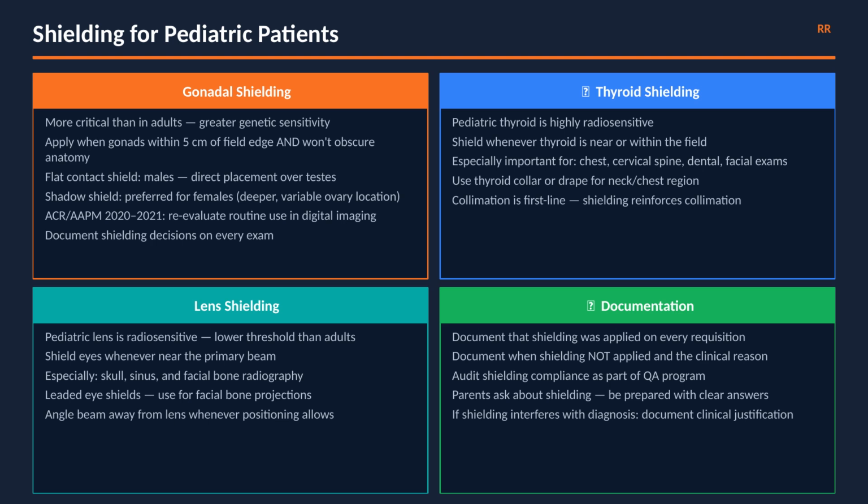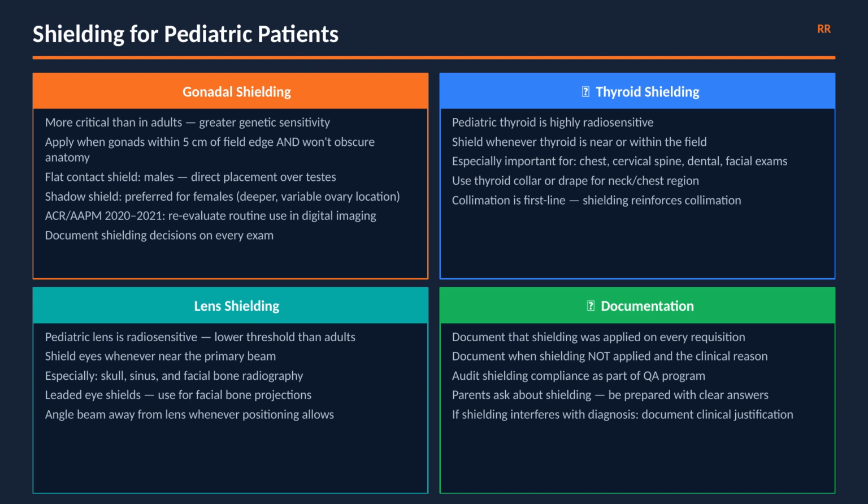Thyroid shielding. The pediatric thyroid is highly radiosensitive. Shield whenever the thyroid is near or within the field, especially for chest radiography, cervical spine, and dental imaging. Use a thyroid collar or drape. Collimation is always the first line of protection; shielding reinforces it.